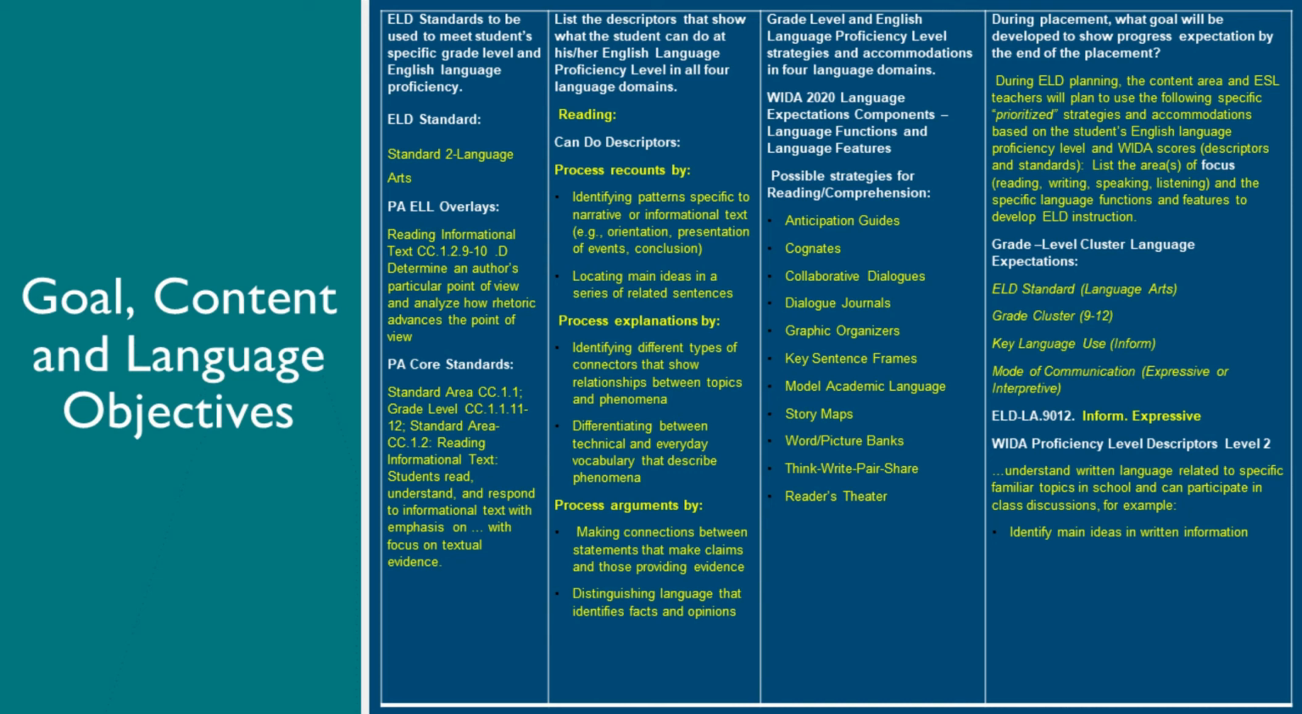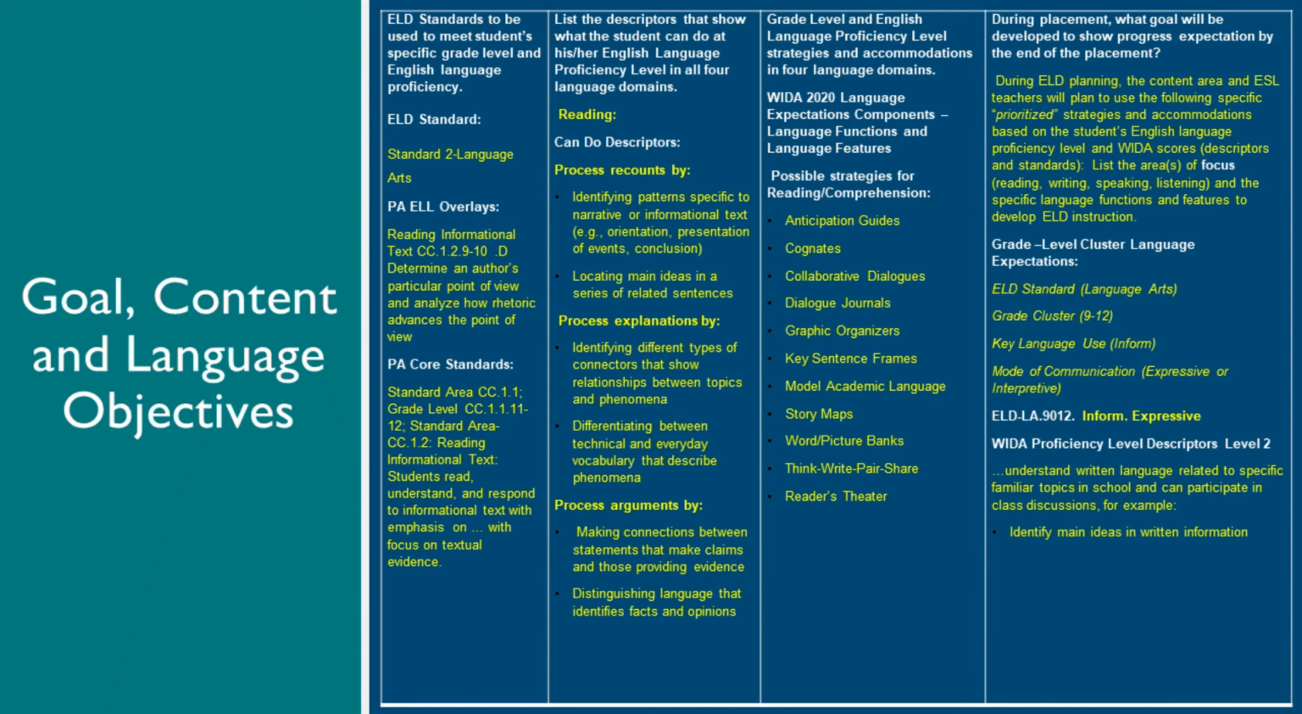Take a few seconds to view column 1. What standard is used? What are the Pennsylvania EL overlays? And last, what are the Pennsylvania core standards? Did we cover every standard for our lesson specific to Juan's academic need? The second column is a list of can-do descriptors and the process that illustrates what Juan is capable of at his English language proficiency level in all 4 language domains specific to reading. Take some time to view the process recounts, process explanations, and process arguments.